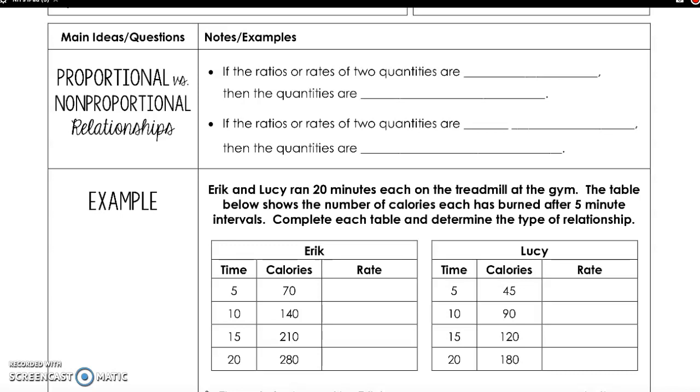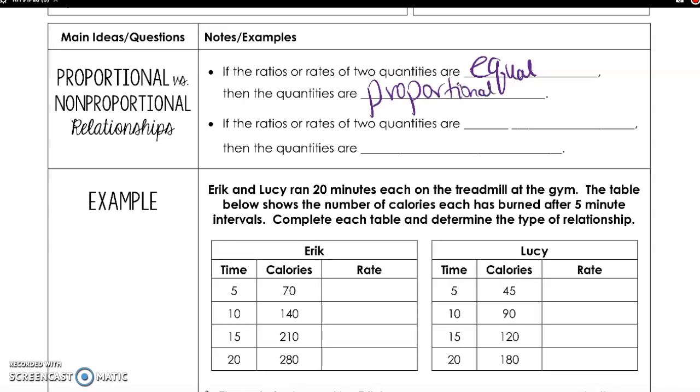This video will cover notes pages 4.5 and 4.6, talking about whether relationships are proportional or non-proportional. So all this means is that if you divide your two quantities and find the rate, now it does say you can find the ratio, but ratios are fractions, so rates are easier to use because you can actually divide them out. So if you find the rates of this whole table, if all of them are the same, then the quantities are proportional.